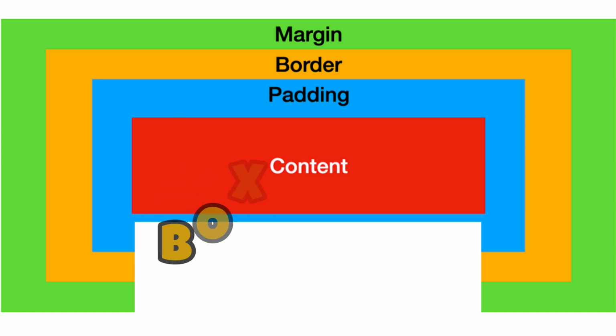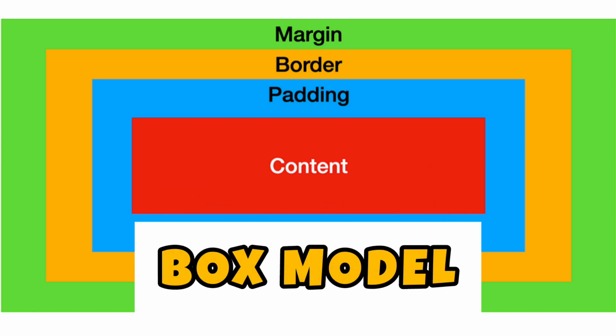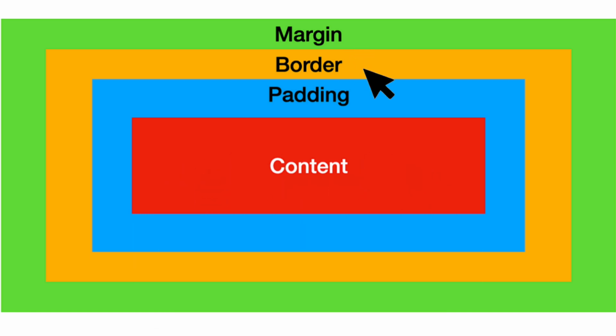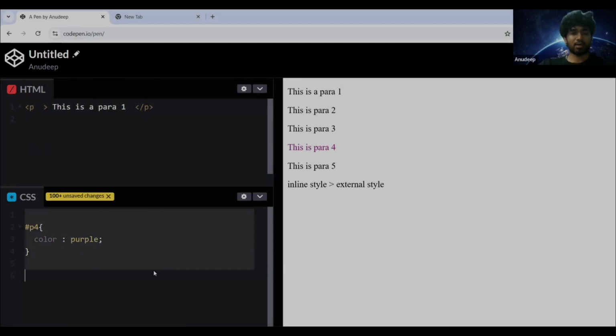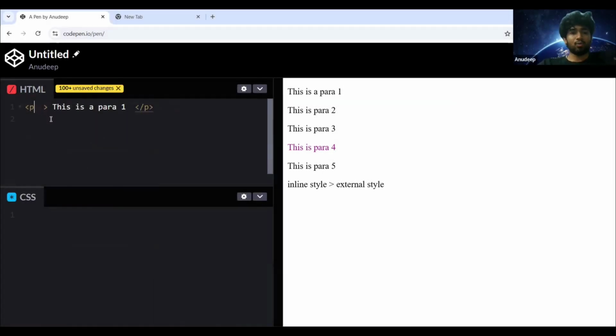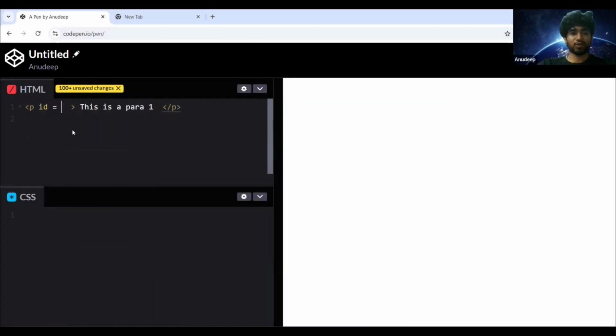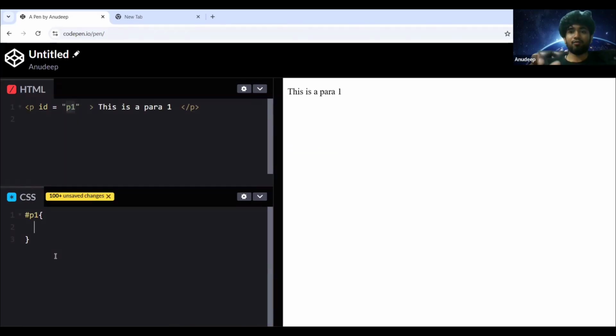So guys, basically this is called the box model. First, I'll show you how to create this border. I'll just have one paragraph here. Now I want to uniquely select this paragraph, so I'm going to give this ID as P1. I want this paragraph to have a border.